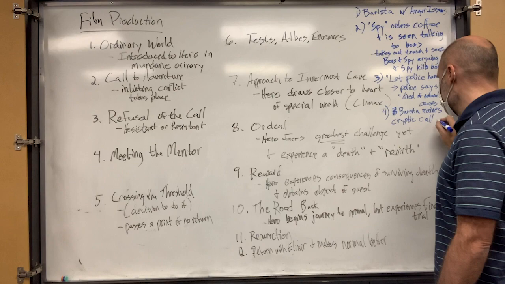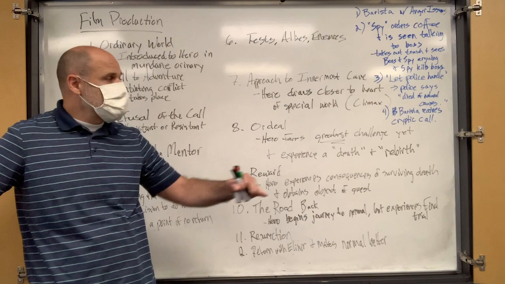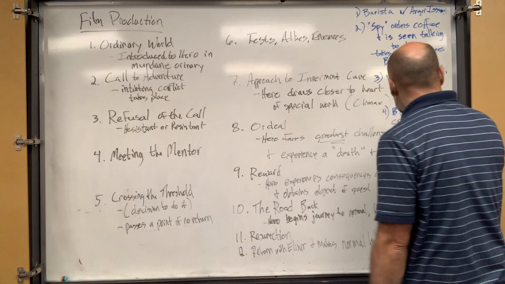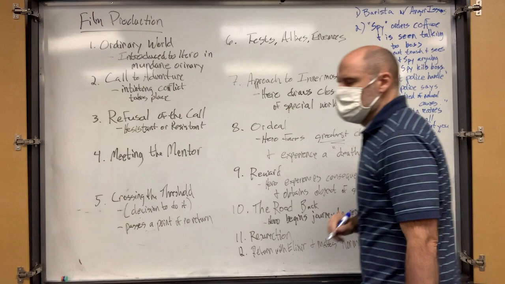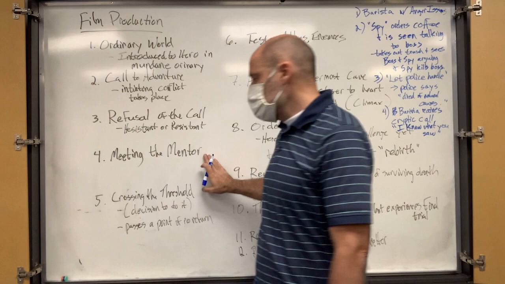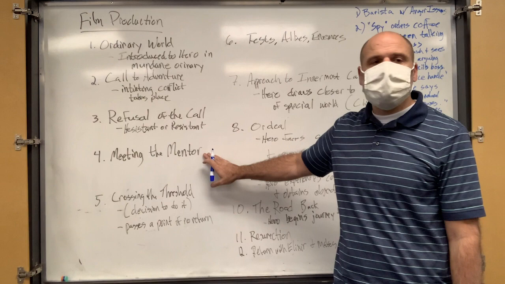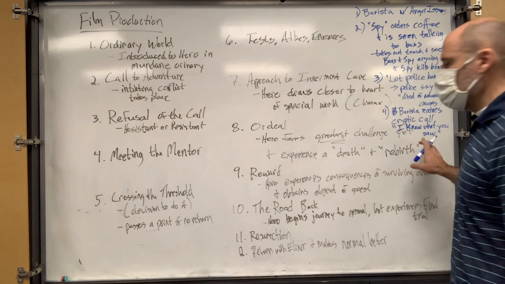Again, you're thinking details. But either way, the barista received a cryptic call. I know what you saw. Meet me at blah, blah, blah. Okay? How did you come up with a barista with anger issues? She is a barista with anger issues. So I know what you saw, and then meet me at whatever. So the journey begins. This is the meeting of the mentor. The mentor doesn't even have to be a good person. The mentor is just someone who encourages the hero to start the journey. So this cryptic person, we have no idea if they're good or bad or what.